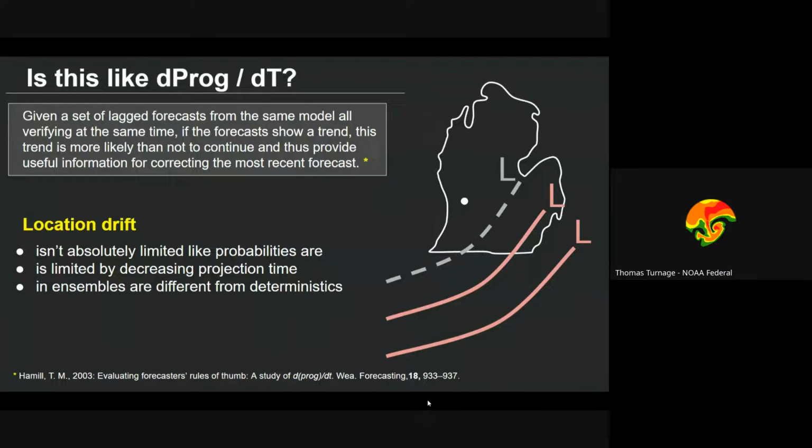But anyway, the idea with location drift is it isn't limited like probabilities are, right? In theory, you could have, say, a low track continue to move to the northwest, northwest, northwest. It's not going to bump up against an absolute limit of 100% or 0% or anything like that. But what it is limited by is projection time, right? As you get closer and closer to the event, you're basically clamping in on a solution. The shorter the projection time is, the more locked in you are to that solution.